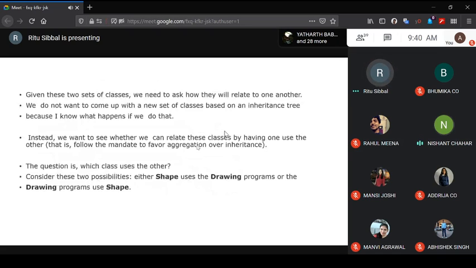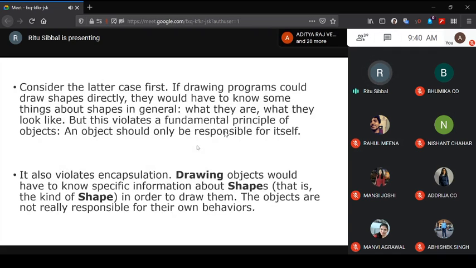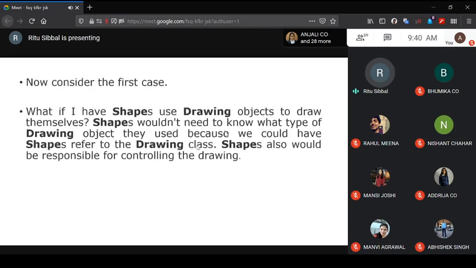Now, if we let the drawing program use shape, then we will have to know something about the shapes. Drawing program को shapes के बारे में पता होना चाहिए. What they are, what they look like, what are the coordinates. Now this violates a fundamental principle of objects: an object should only be responsible for itself. So this is not a very nice solution. It also violates encapsulation, because drawing objects would have to know specific information about shapes, and encapsulation would be violated in this case.